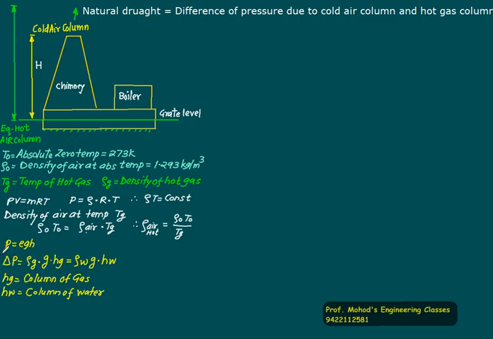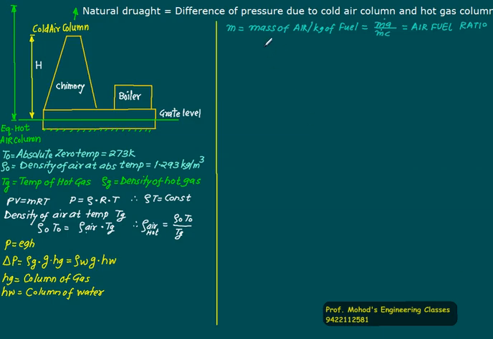Since pressure is given by the formula rho g h, delta P, that is the natural draught, will be equal to rho g into Hg, where rho g is the density of hot gas and Hg is the equivalent column of hot gas, equal to rho w into g into Hw, where rho w is the density of water multiplied by Hw. Hg and Hw are the equivalent columns of delta P in terms of gases and in terms of water.